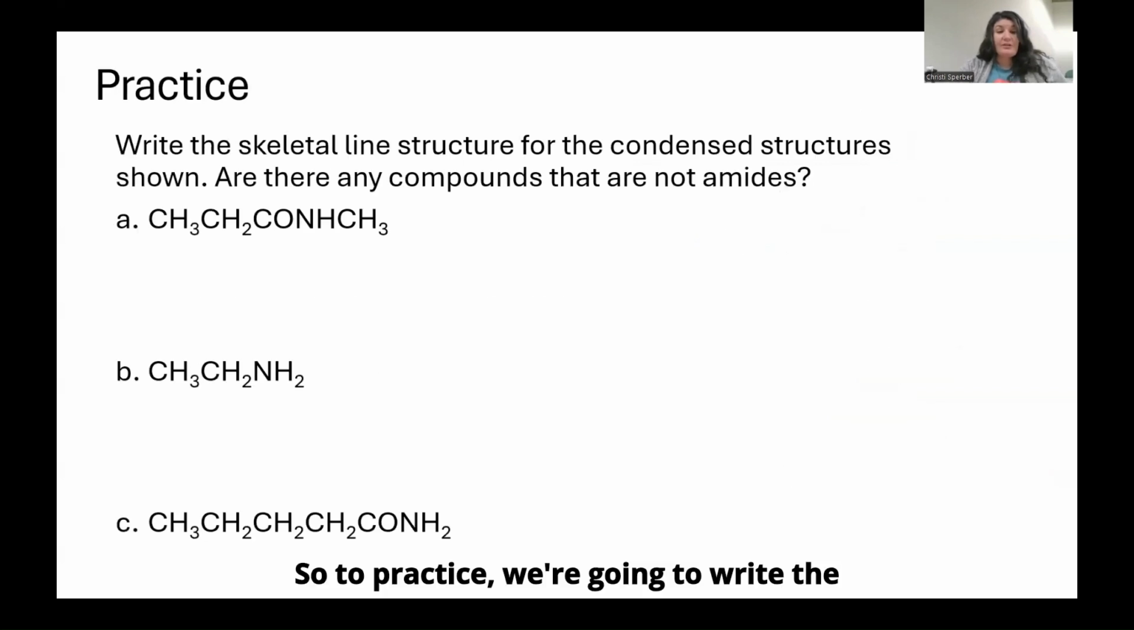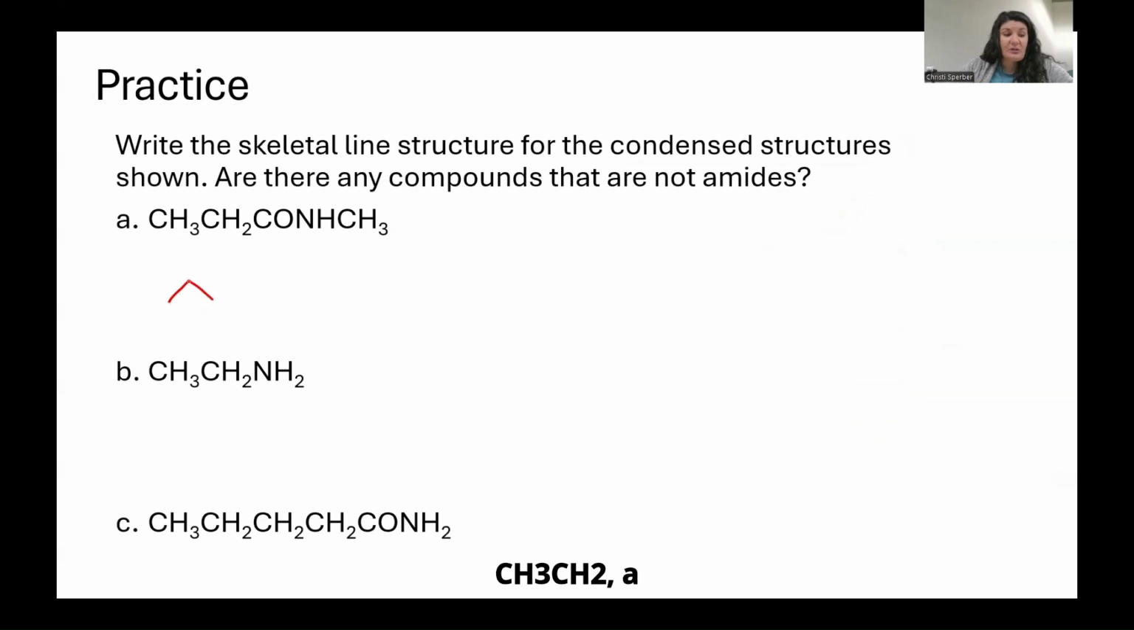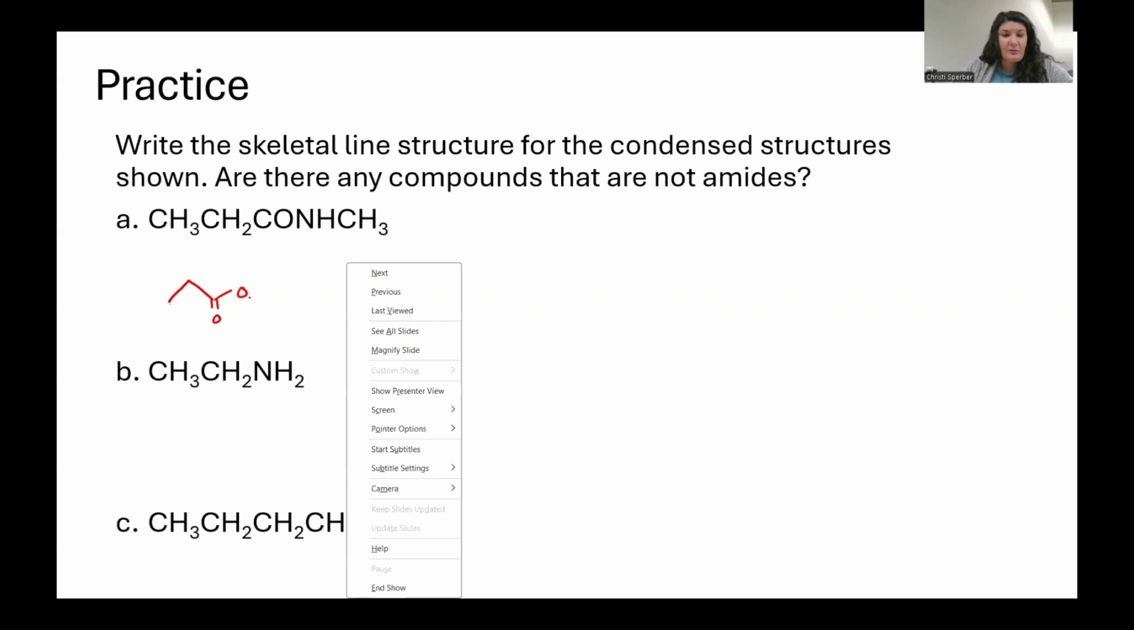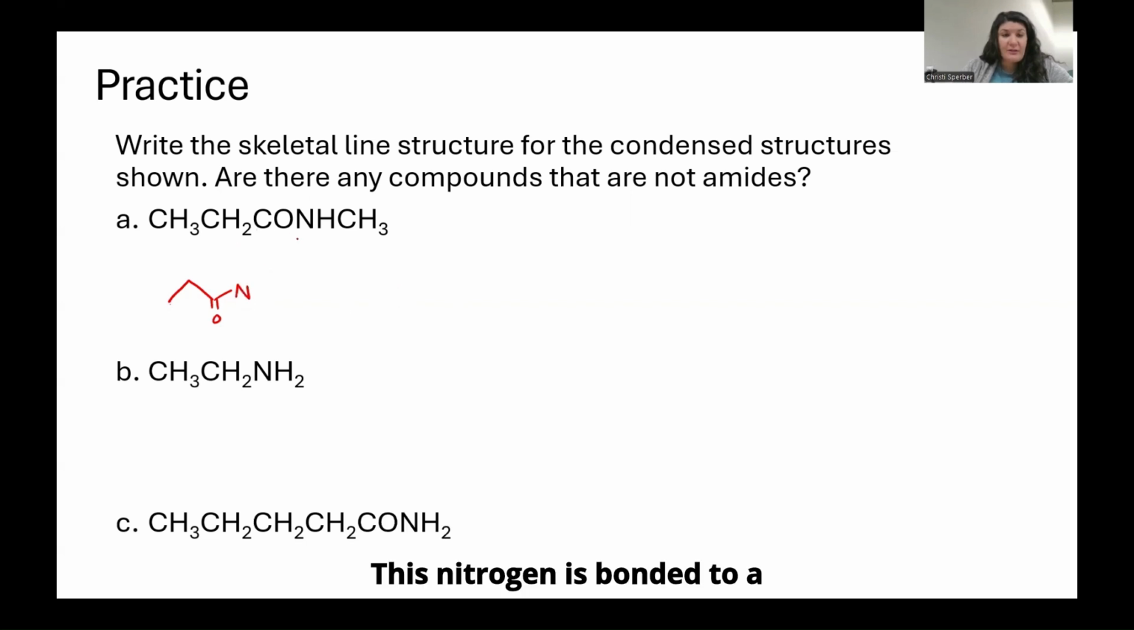So to practice, we're going to write the skeletal line structure for the condensed structures shown, and then decide whether there are any compounds that are not amides. Remember, for skeletal line structures, anything that's not a carbon or a hydrogen, you need to write out the letter. So we have CH3, CH2, a carbon double bonded to an oxygen, and bonded to a nitrogen. This nitrogen is bonded to a hydrogen and a CH3 group.